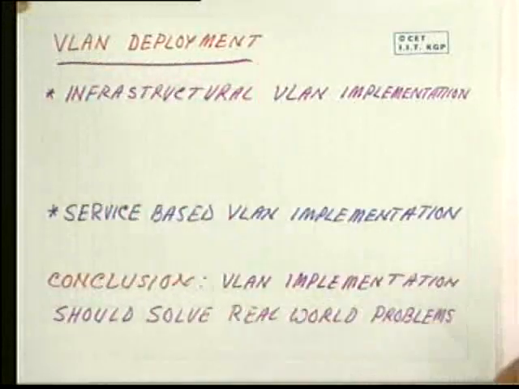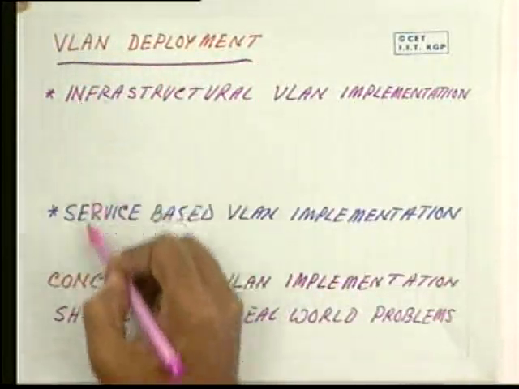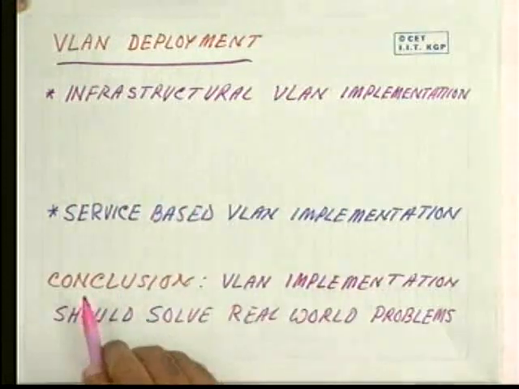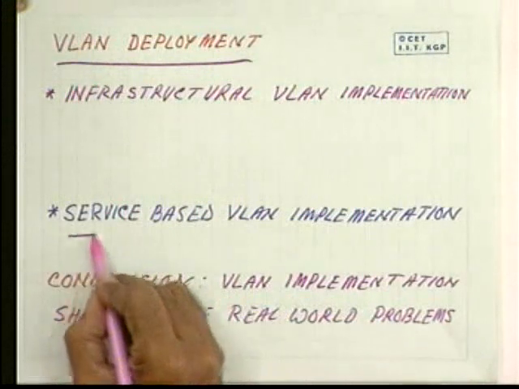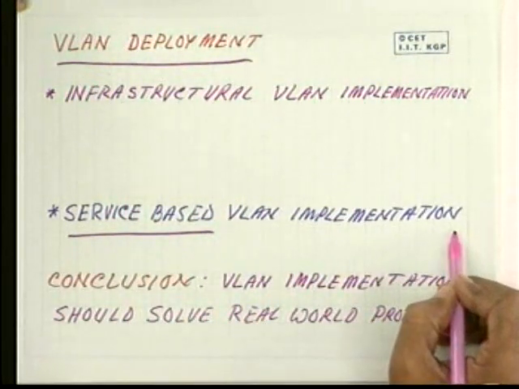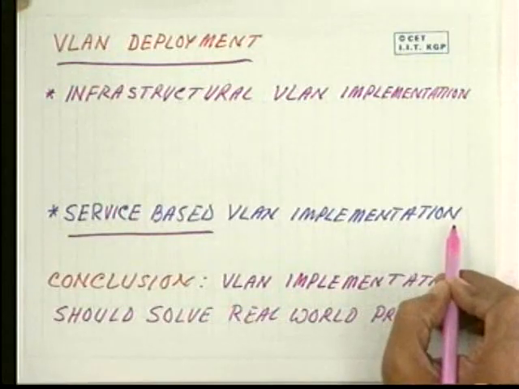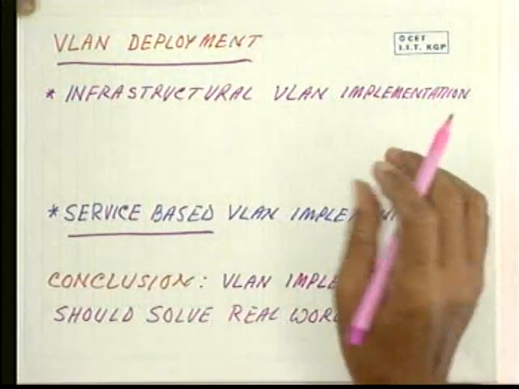Finally, the deployment of VLAN can be done using two approaches: infrastructure based VLAN implementation, or service based VLAN implementation. In the present day context, service based VLAN implementation is becoming more and more popular. For example, based on the service, accounts, purchase, academic section, and so on, you can group the VLANs, and then it can be implemented that way, and this is becoming more and more popular.